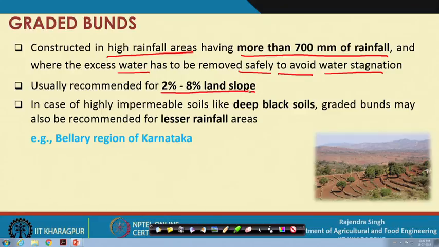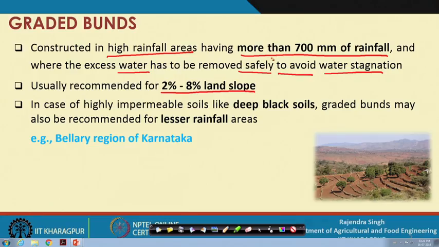So, we saw that 2 to 8% of land slope, or less than 8%, is recommended for both contour and graded bunds, and the general recommendation for contour bunds is 2 to 6%, here it is 2 to 8%. Contour bunds are usually adopted in less than 700 mm of rainfall, whereas graded bunds are adopted for more than 700 mm of rainfall under normal circumstances. In case of highly impermeable soils like deep black soil, graded bunds may also be recommended for lesser rainfall areas.